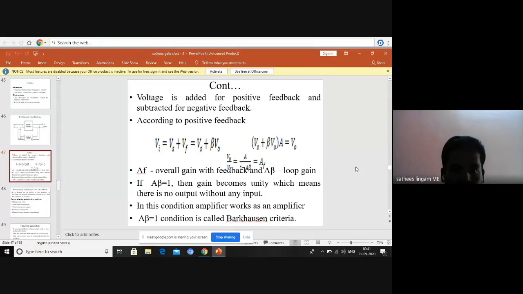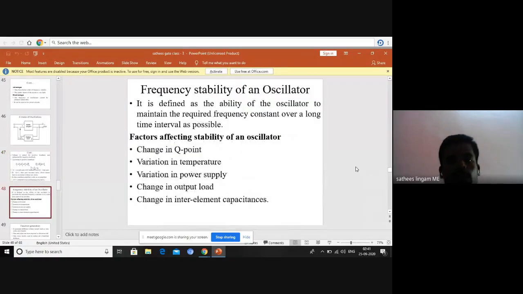Then, frequency stability of an oscillator. This is the second important point. It is defined as the ability of the oscillator to maintain the required frequency. When we are using the oscillator circuitry, at the output side we are receiving oscillations. That should be undamped oscillations, not damped oscillations.